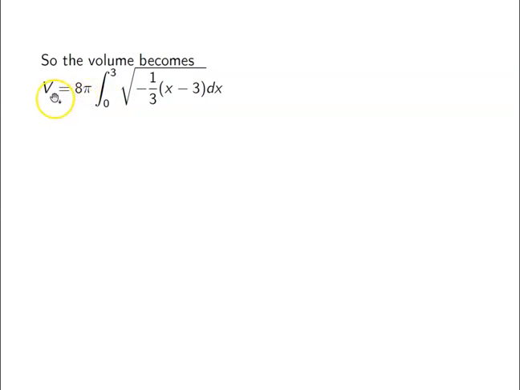So the volume becomes the integral of 8 pi from 0 to 3 of the square root of this expression here, which has no violations because if I plug in 0, I get a negative times a negative, which is positive. So that's okay. Right? Just no negatives inside of the square root. I've got to make a u substitution. Negative 1/3 x plus 1 will be my substitution.